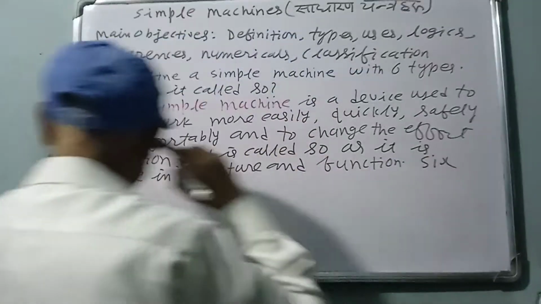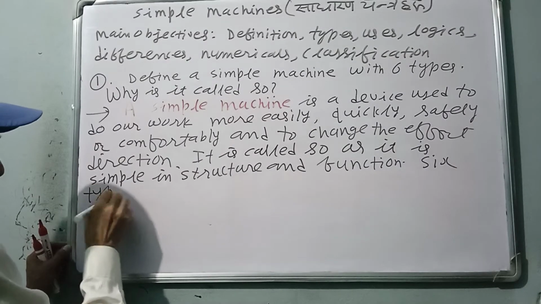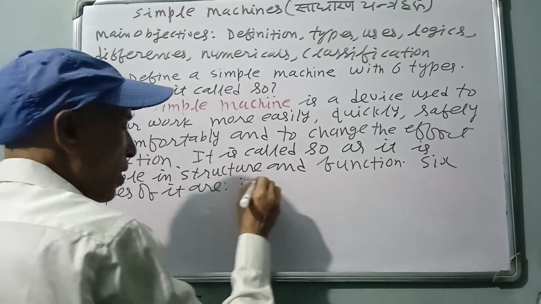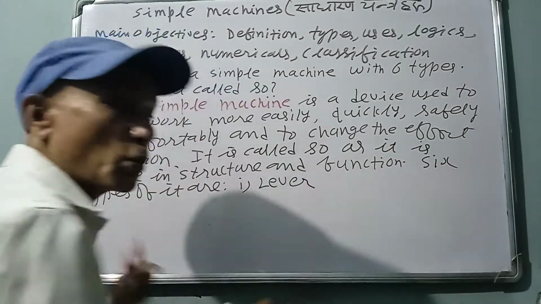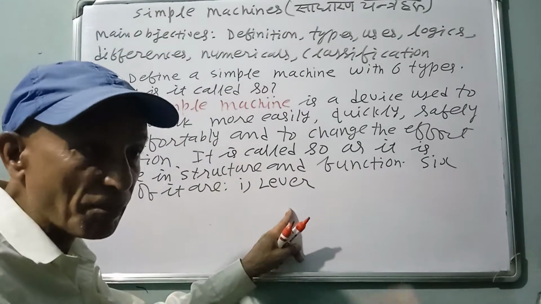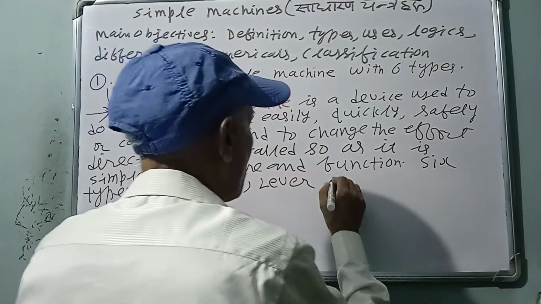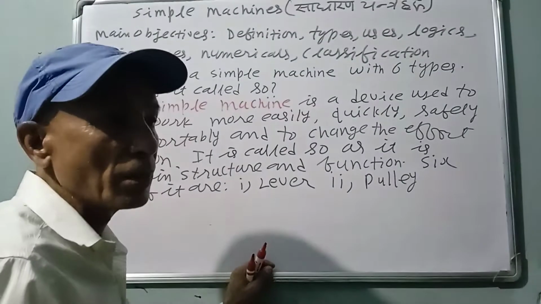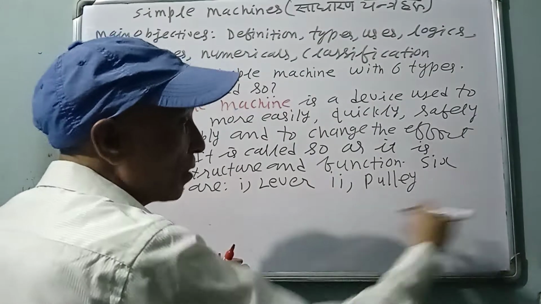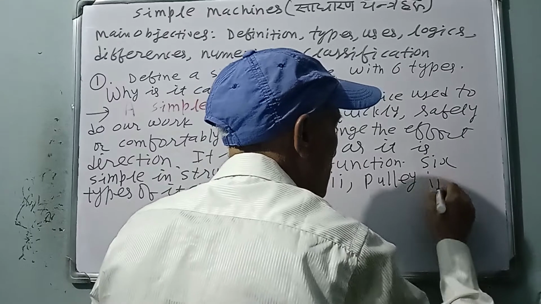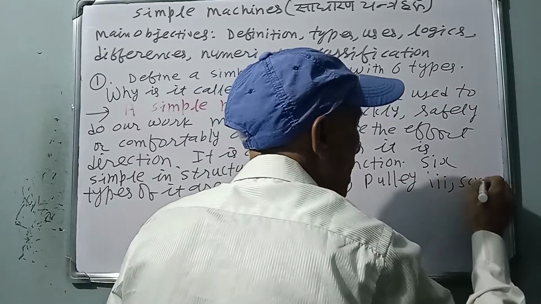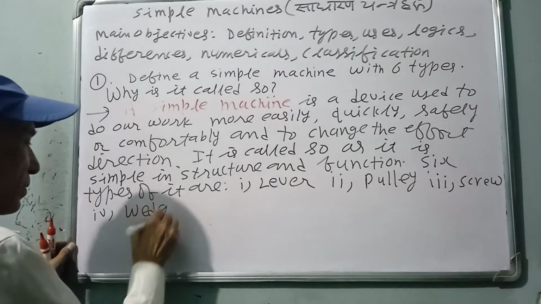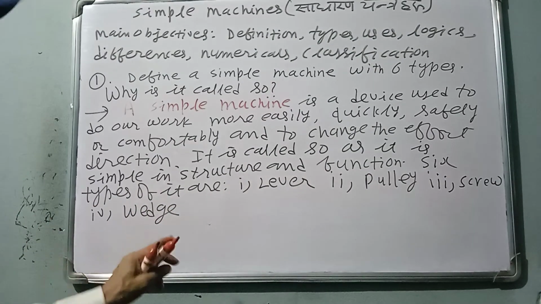6 types of it are as follows. Number 1, lever, uttolak. It can be rotated freely about a fixed point called the fulcrum. Another is pulley, a circular disc which has groove or depression along the circumference. Screw, S-C-R-E-W, screw. Number 4, wedge. A wedge is a sharp instrument used to cut.